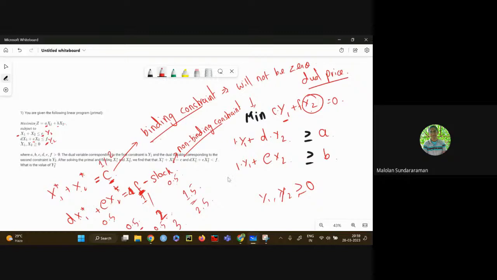Whereas for a non-binding constraint, any changes in F to a certain extent will not change the solution, but after a certain point, it will become a binding constraint. So let's say instead of 1, I make it 0.5. Then this becomes a binding constraint.